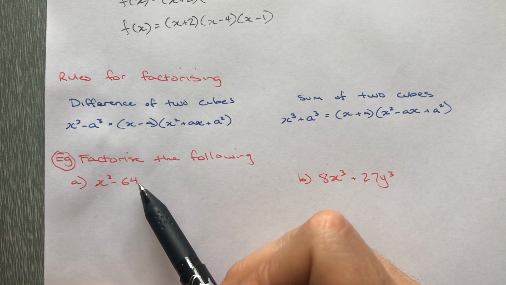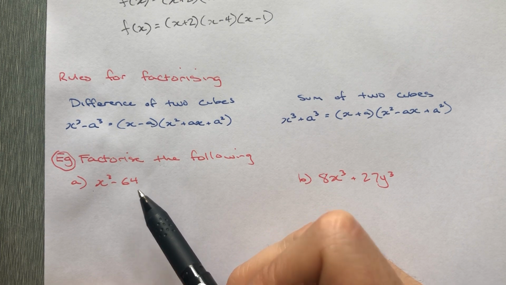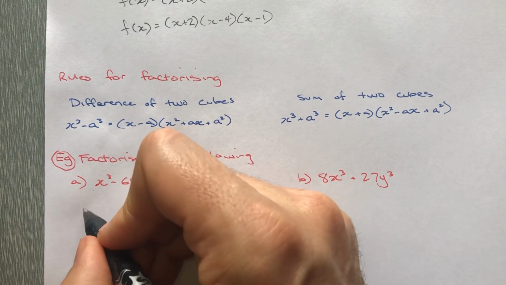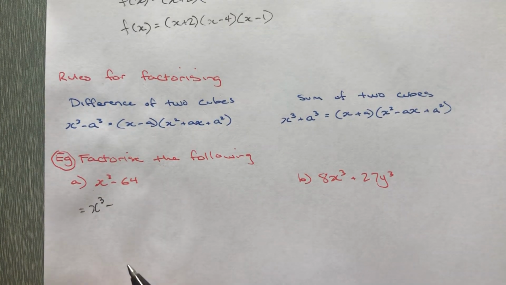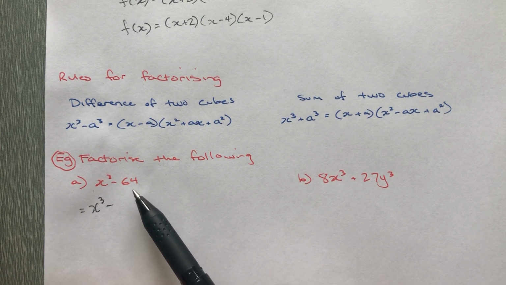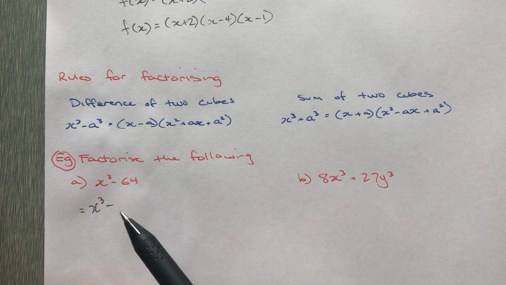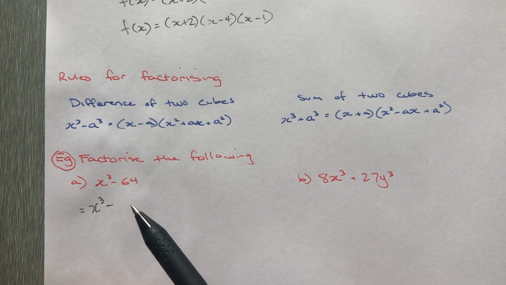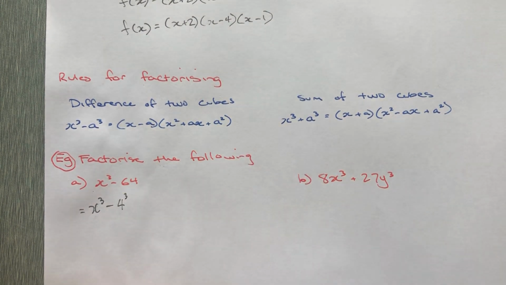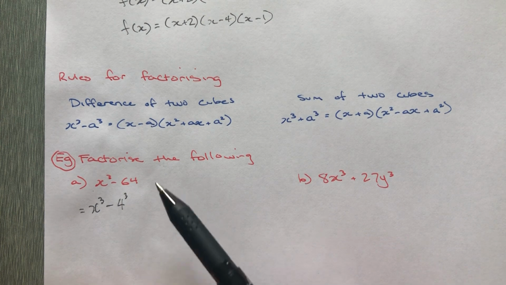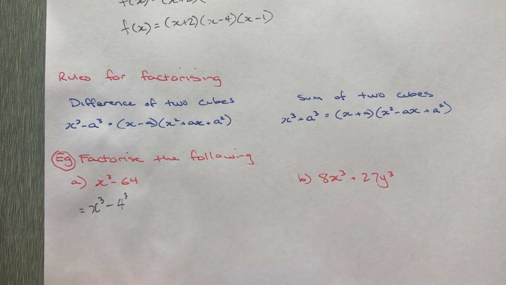But I think we can actually change that, can't we, to help us out? So this here is actually equal to x to the power of 3 minus, now I want you guys to think, what to the power of 3 gives you 64? 4 times 4 is 16, times 4 is 64. So that means that we're going to use 4 to the power of 3. Now it's going to be way easier for us to use this rule now, isn't it?